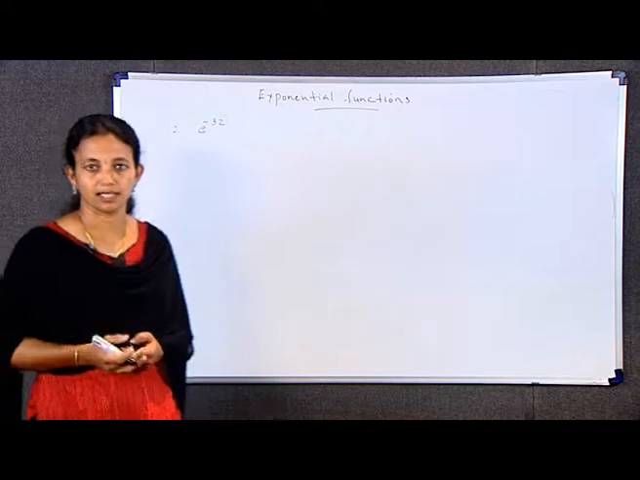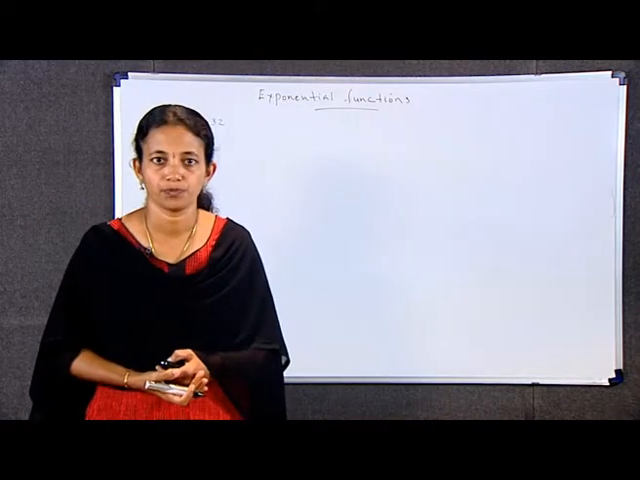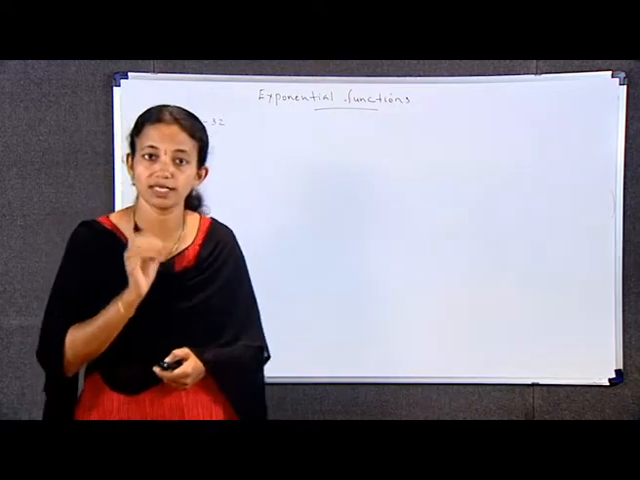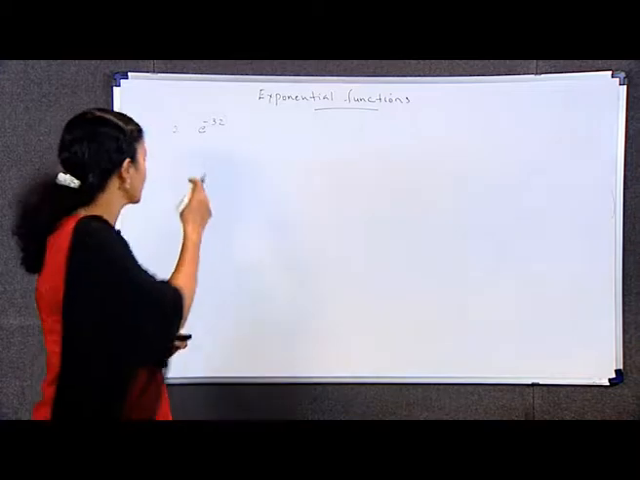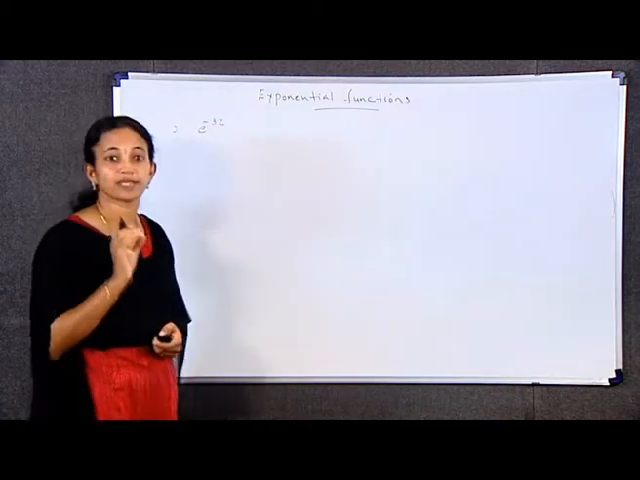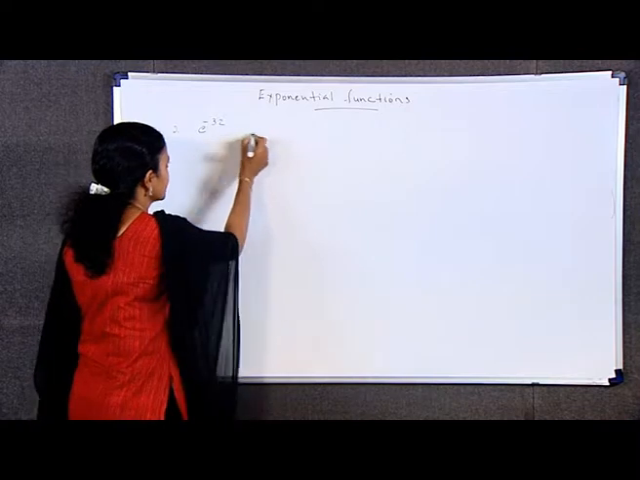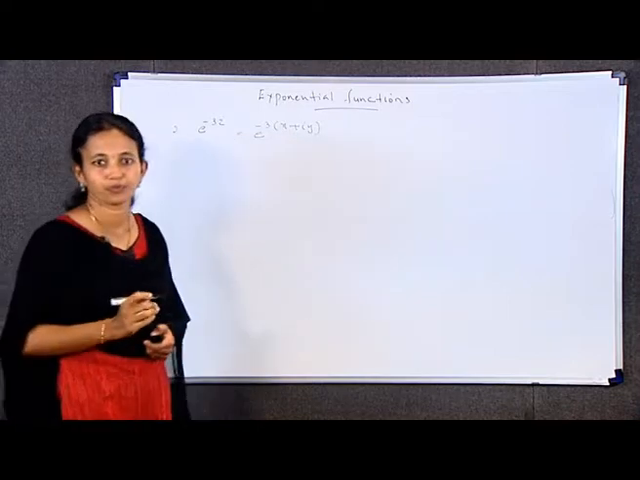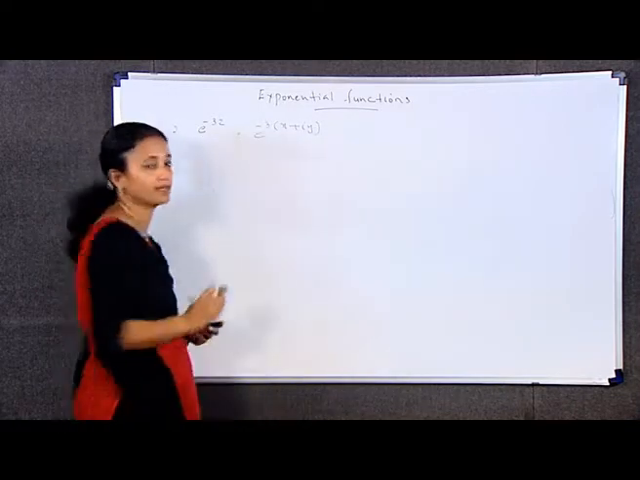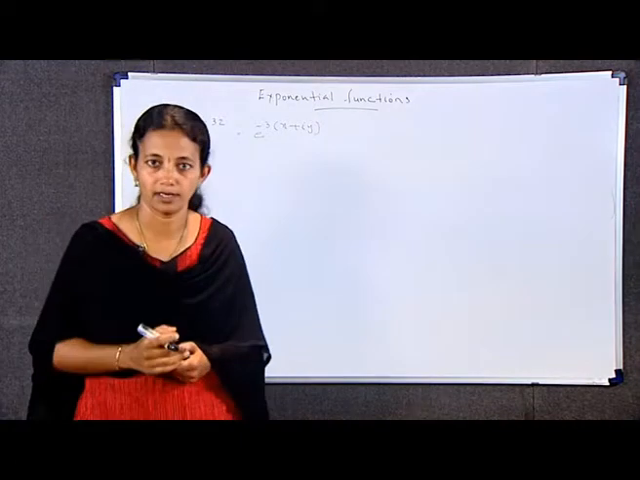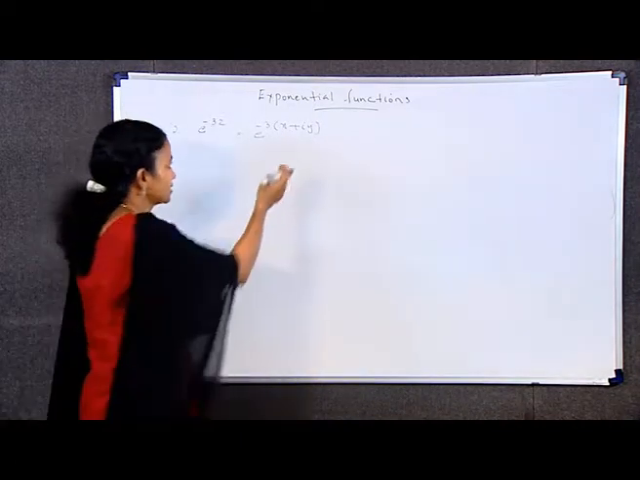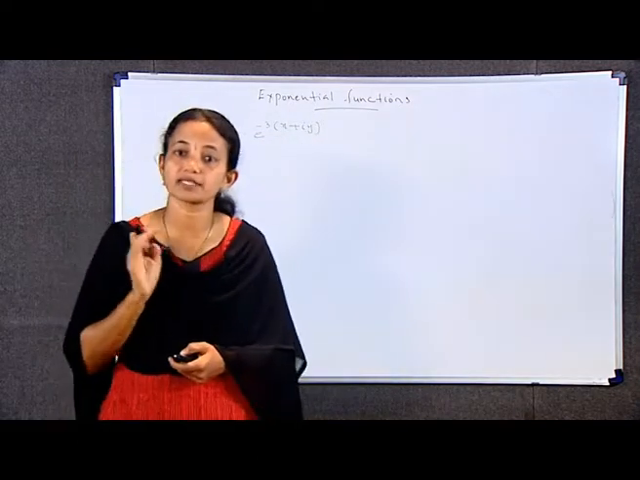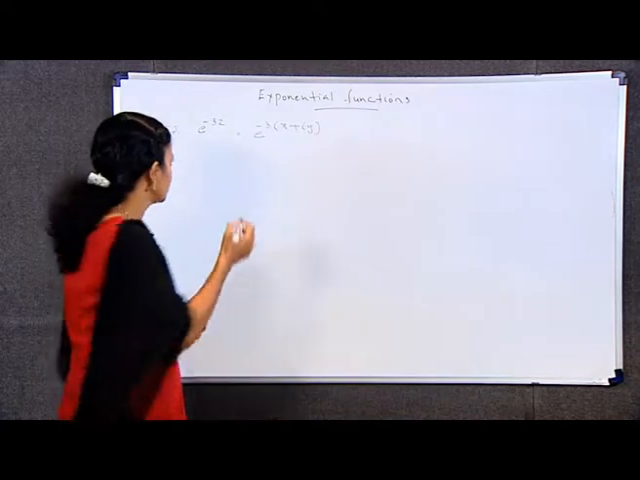e raised to minus 3z. We have to find the real part. Now we can expand, we can write this as e raised to minus 3 into, instead of z we can write x plus iy. So I can write this as e raised to minus 3 into x plus iy, which of course I can write as e raised to minus 3x into e raised to minus 3iy, which is equal to e raised to minus 3x into, instead of e raised to minus 3i, I can write cos minus 3y plus i sin minus 3y.